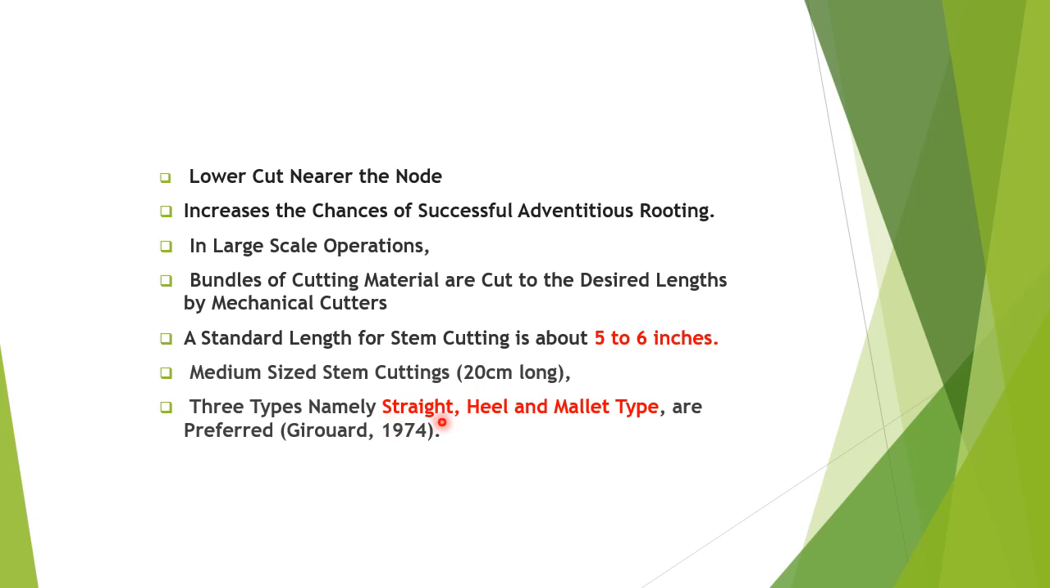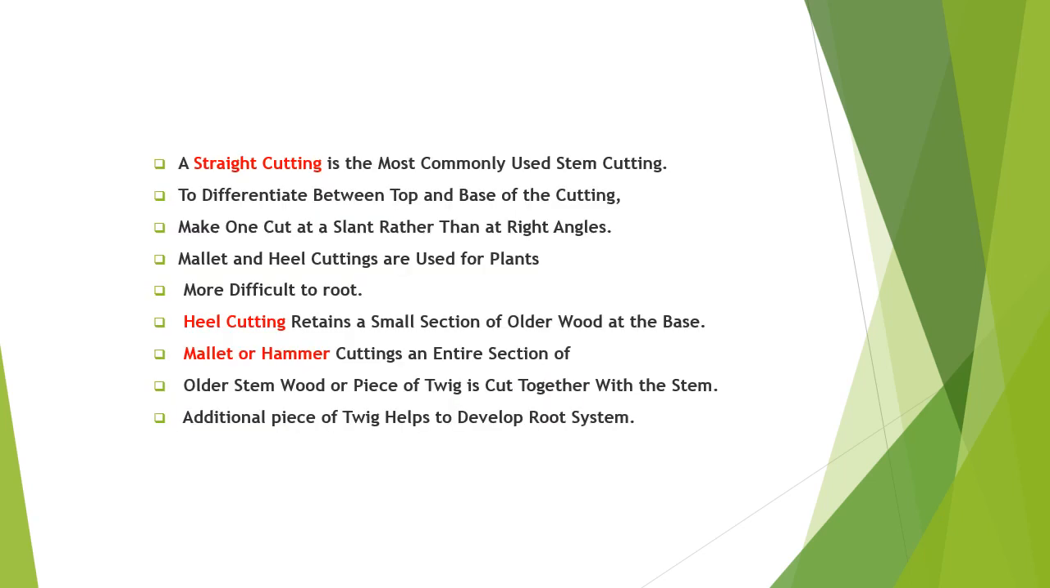And there are now 3 types of hardwood cuttings, or the cuttings which can be made: the straight, heel, and mallet type. They are preferred, and we'll see what is the difference between the 3 types of these cuttings. Straight cutting is the most commonly used stem cutting. To differentiate between top and the base of the cutting, make one cut at a slant rather than at right angles. Mallet and heel cuttings are used for plants more difficult to root.